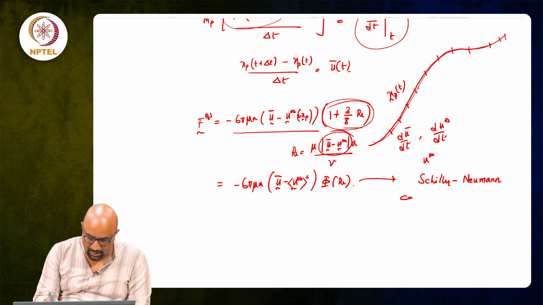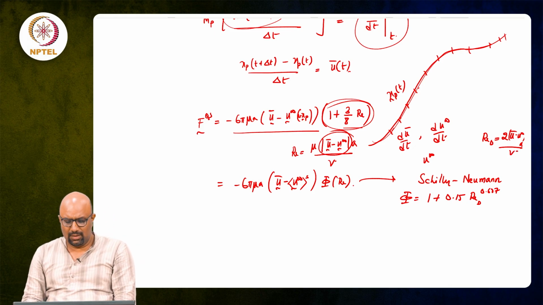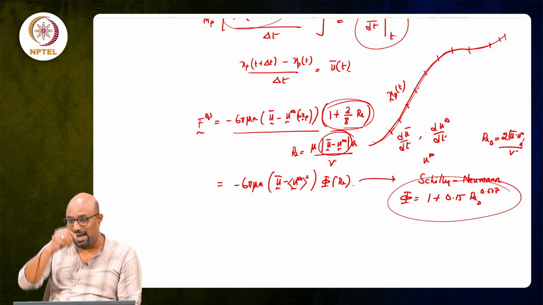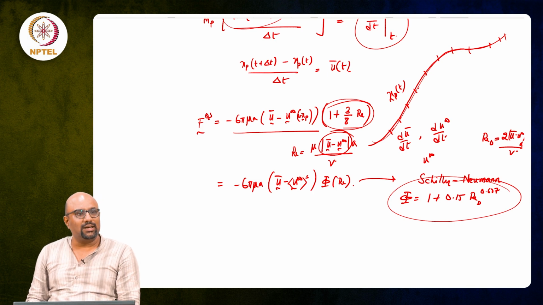So that would be phi is 1 plus 0.15 Reynolds based on diameter to the power 0.687. So Reynolds based on diameter is twice u bar minus u infinity a by nu. This is a very popular drag correlation that people use, which tells us how the steady drag changes with Reynolds number going from Stokes drag. But there are a few other subtleties which are not as simple as just this steady Stokes drag.